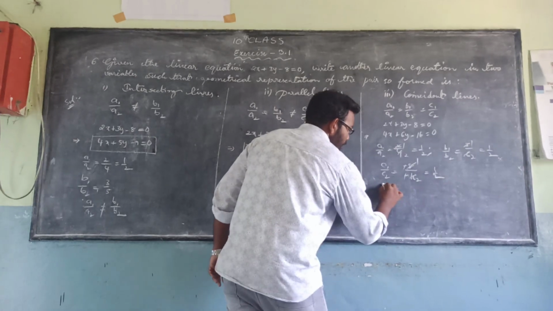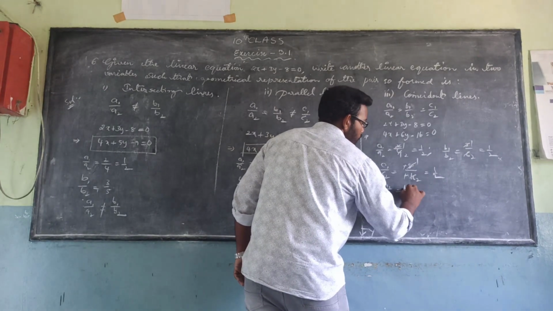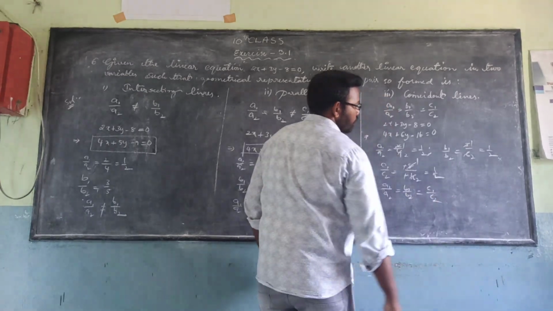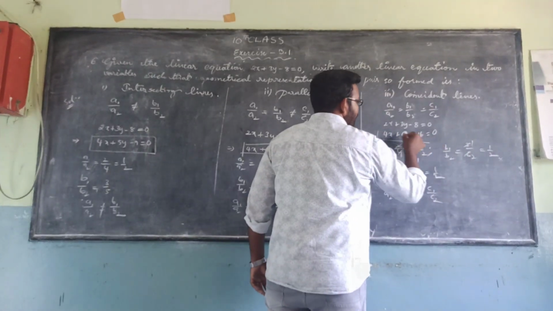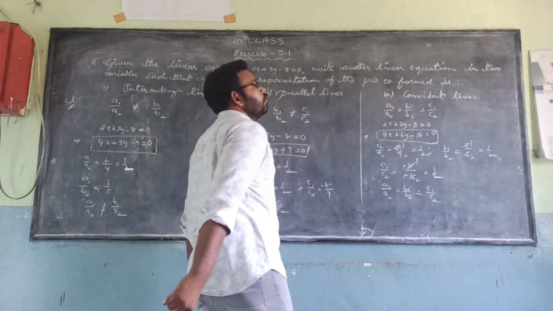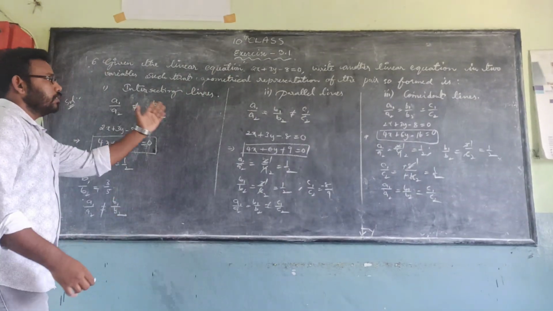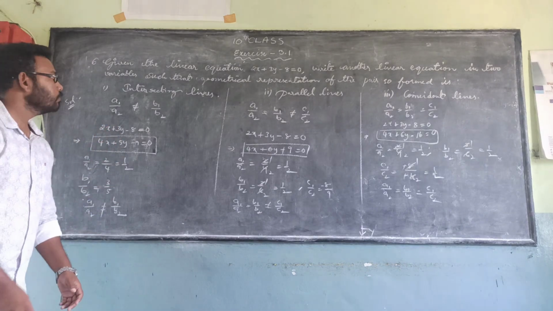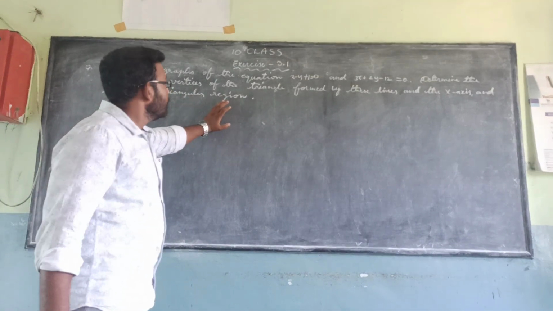Here you get same ratios. So a1 by a2 is equal to b1 by b2 is equal to c1 by c2. So clearly this equation satisfies the coincidence. So this is the question they ask. That's it. This is exercise 3.1.